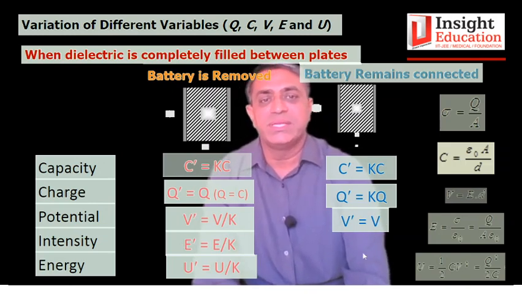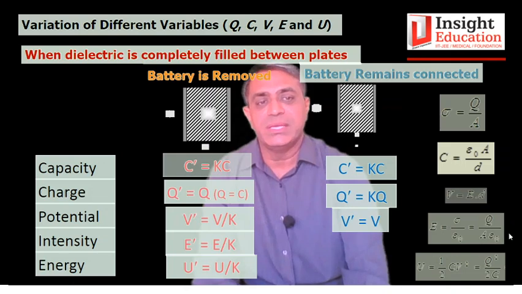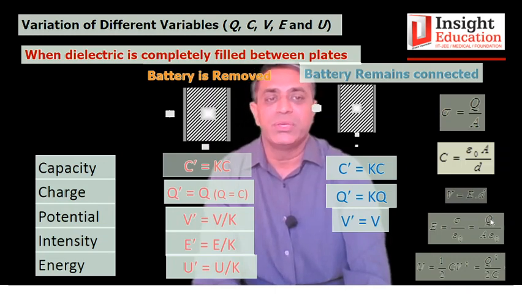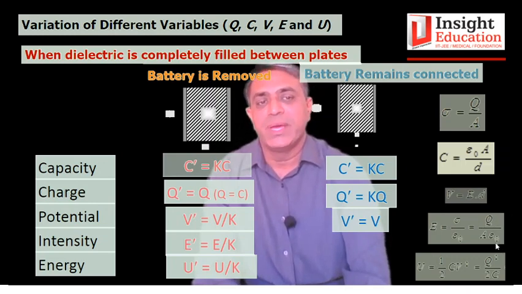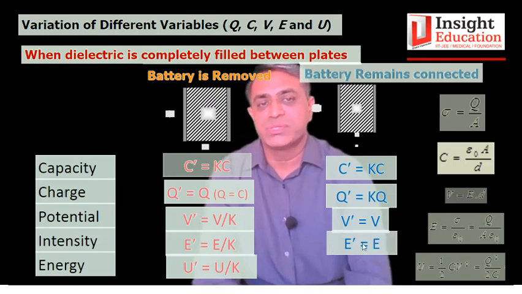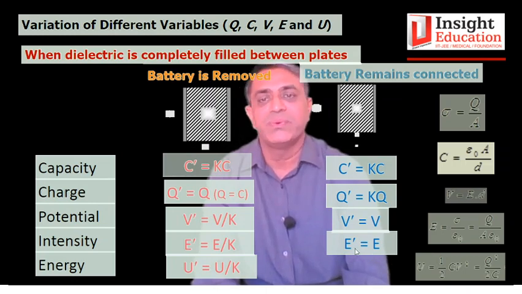So now intensity E is equal to Q A upon epsilon 0. So Q dash is equal to KQ, and here again it is K. So finally intensity remains constant. So E dash is equal to E.